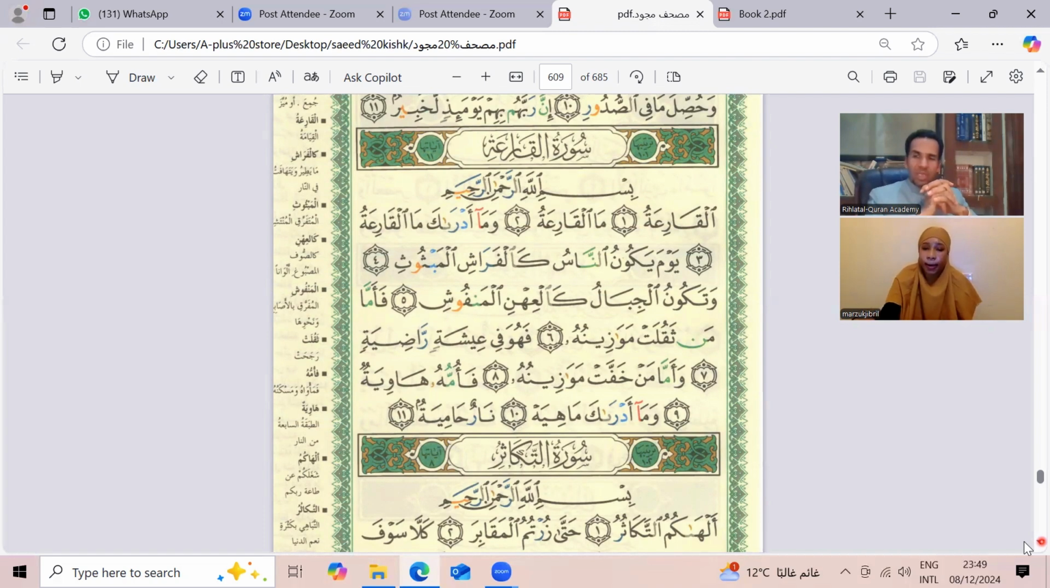Surah Al-Qari'ah, the last surah that you revised today, what does Al-Qari'ah mean? Al-Qari'ah means one of the names of the day of judgment. In the surah, Allah subhanahu wa ta'ala talks about Al-Jibal. What does Al-Jibal mean? Mountains. It will be like a balloon.